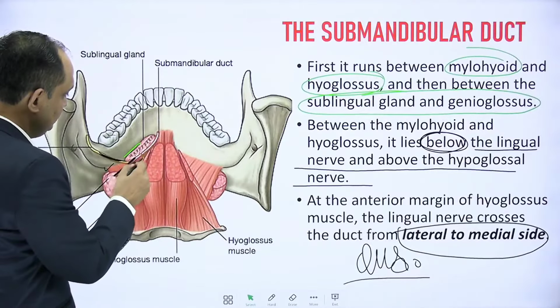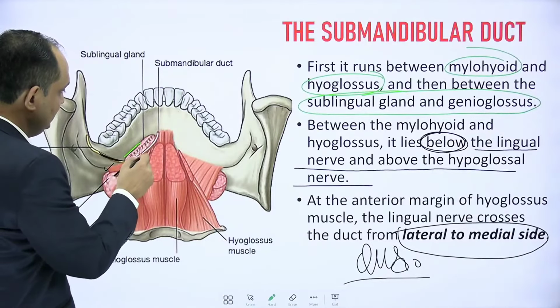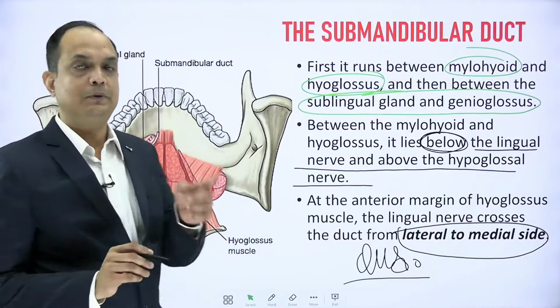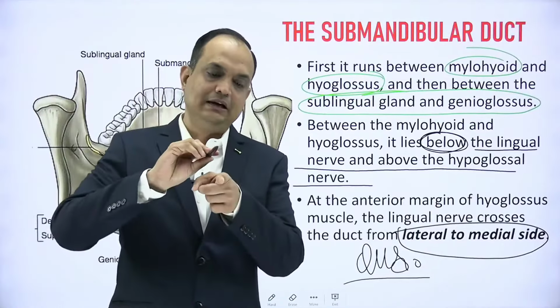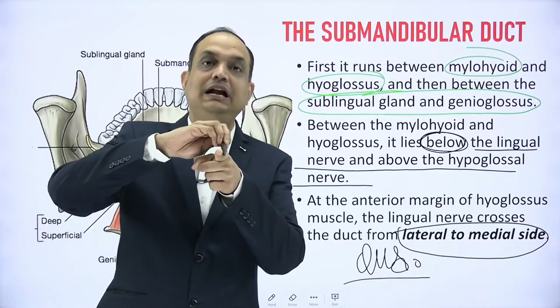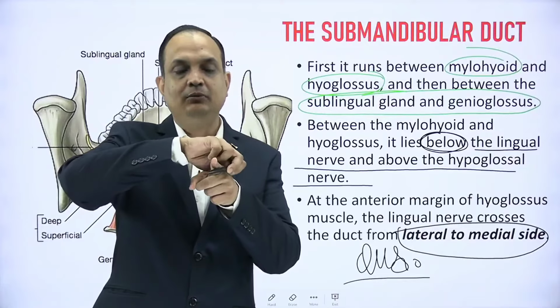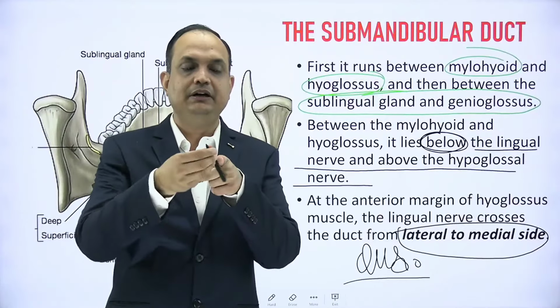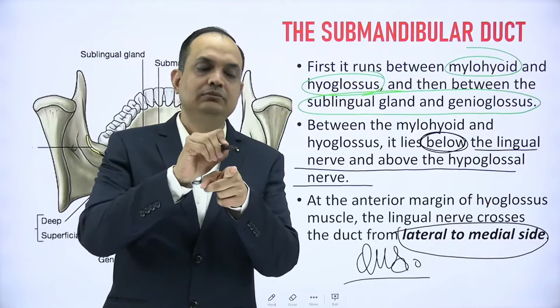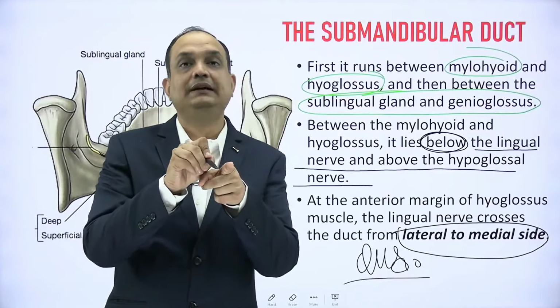The nerve now appears in the lower portion, it will make a loop and it will enter into the tongue. So, suppose this is the nerve and this is the duct. So, the nerve is running above the duct, then it comes on the lateral side of the duct, then it goes below the duct, and ultimately it will come on the medial side of the duct. So, the nerve has to come from above to the medial side of the duct.